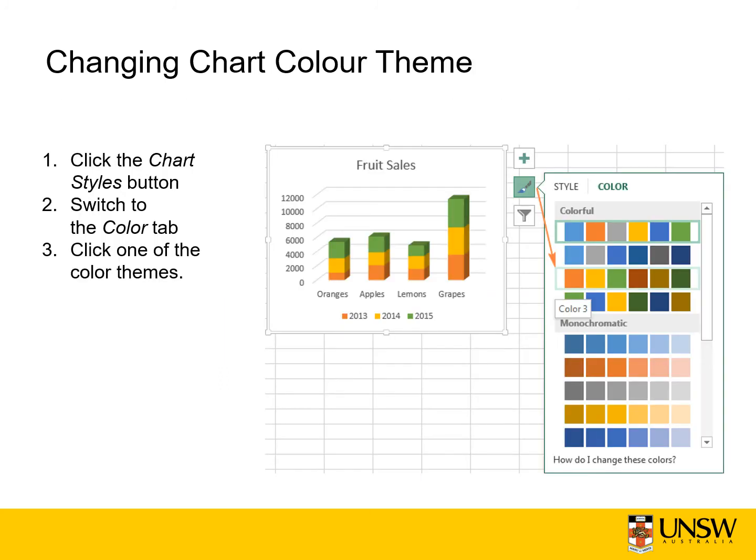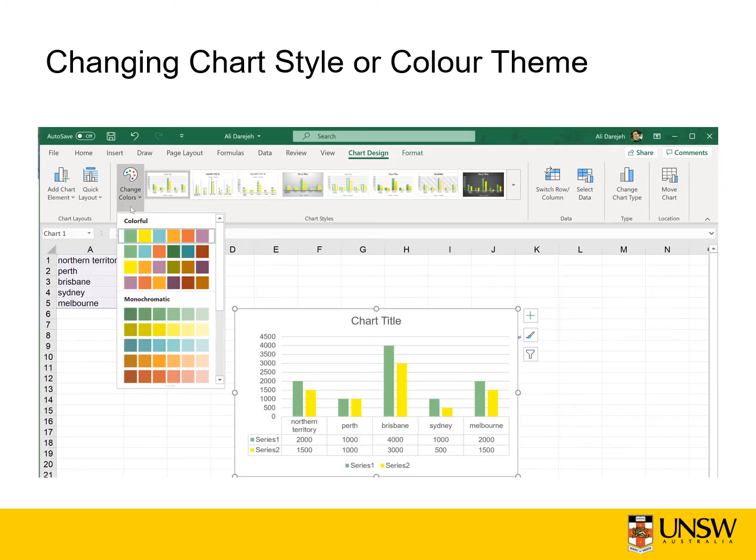Excel provides a wide variety of color themes that can be applied to your chart. To change the color theme of your chart, click the Chart Styles button, switch to the Color tab, and select one of the available color themes. You can also use Chart Design tab to change the color theme or the overall style of the chart.